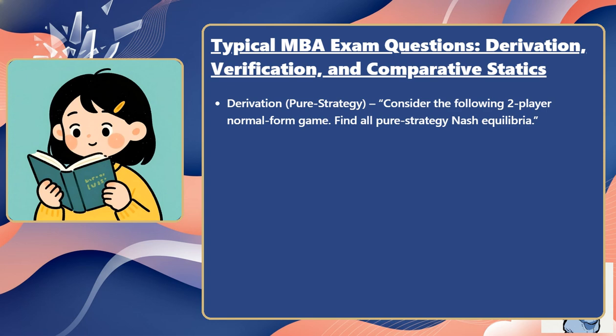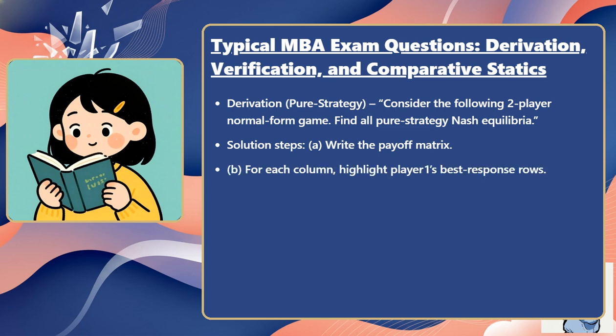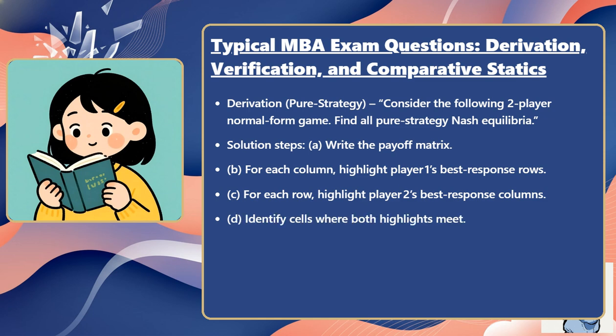Derivation: pure strategy. Consider the following two-player normal form game. Find all pure strategy Nash equilibria. Solution steps: A. Write the payoff matrix. B. For each column, highlight player 1's best response rows. C. For each row, highlight player 2's best response columns. D. Identify cells where both highlights meet. E. State the equilibrium strategies and payoffs.